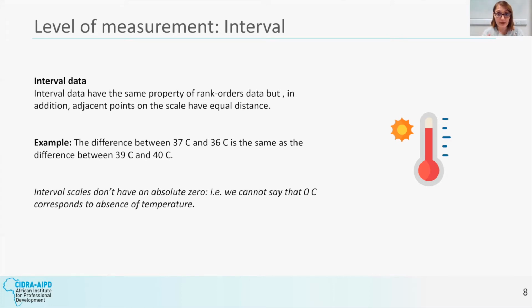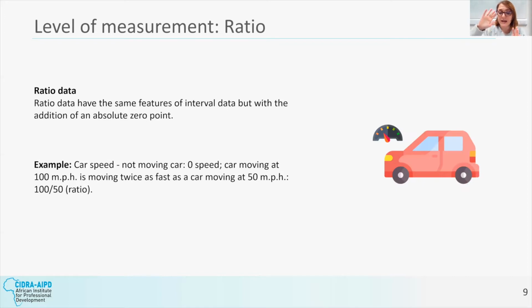The critical point with interval data is that they don't have an absolute zero. For example, with temperature, which is a very excellent element to think of, if we have zero in Celsius degrees, this won't mean that we have an absence of temperature. This means that we have a very specific temperature at which, in general, it snows.